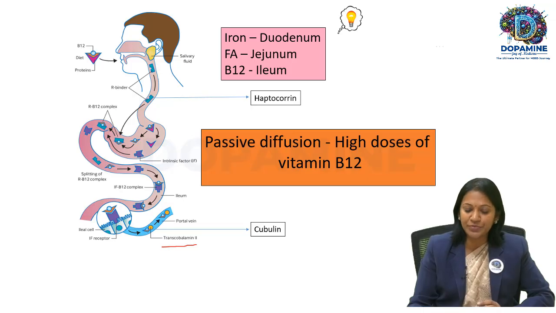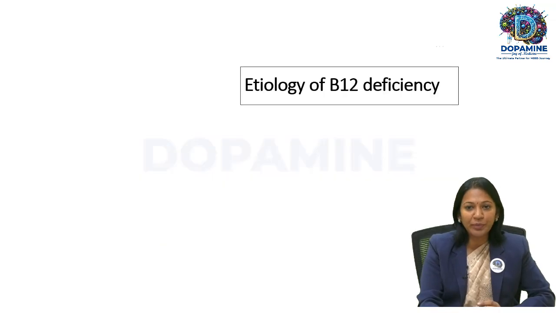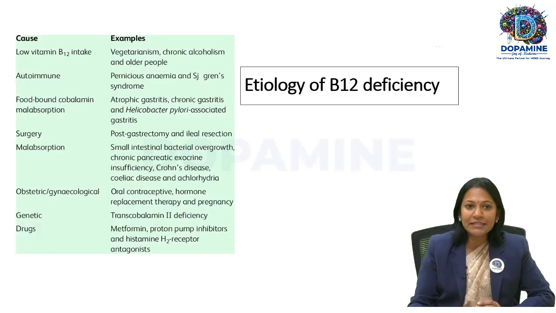So, very important MCQ. What is the etiology of B12 deficiency? We have already seen low vitamin B12 intake in vegetarians, alcoholics and elderly people. Autoimmune causes, because of pernicious anemia and other autoimmune disorders like Sjogren's syndrome. And malabsorption, any problem in the stomach, because now you know that in the stomach intrinsic factor is being produced, and only in the stomach pepsin acts and the R binder is getting released.